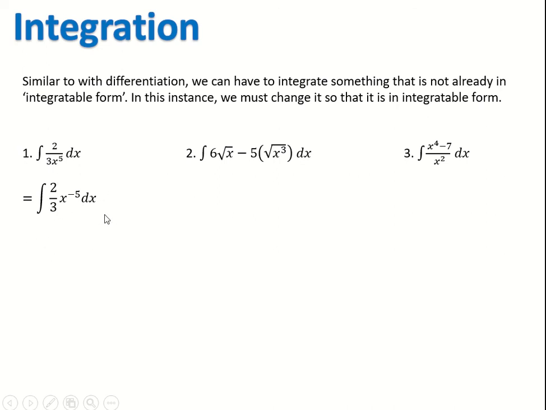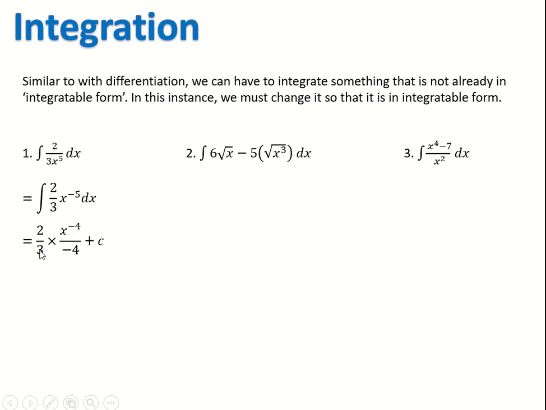Okay, so the power increases by 1, minus 5 increased by 1 is minus 4, and then we divide it by minus 4. Again, note the fact that the constant bit, or the coefficient, sorry, 2/3, nothing changes with it, so you can almost write it separately, deal with it afterwards. X to the power of minus 5 becomes x to the power of minus 4 divided by minus 4, and obviously you've got your plus c.